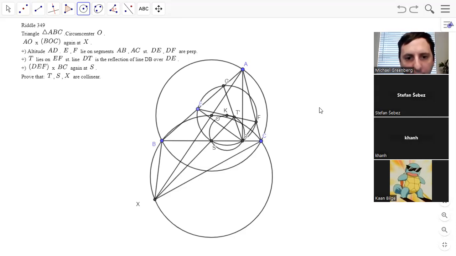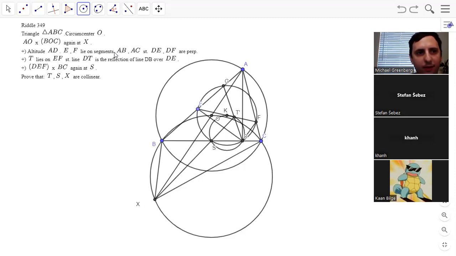And then what was I going to do after that? Give me just a second. Then we can take that kite. And if you look at the pencil through D, then DS, DE, DG, DF is harmonic. But since angle EDF is 90, this is the angle bisector, which solves the problem.